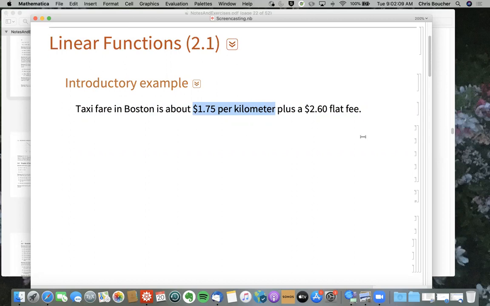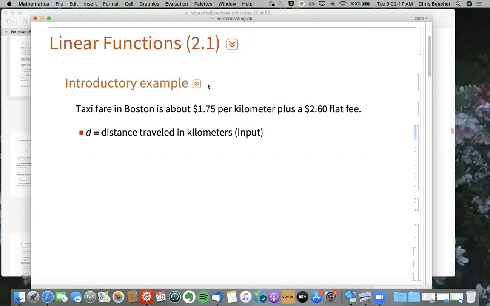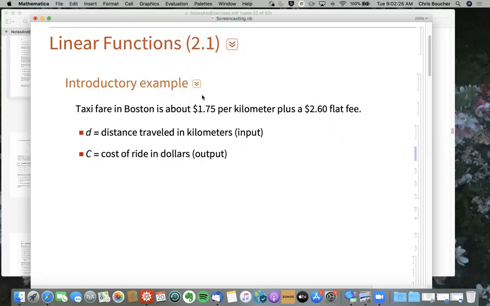So the first thing I'm going to do to try to build a mathematical model of this situation is introduce a couple of variables. I'll let D be the distance that I travel in the taxi, and the other important variable here is cost, the cost of the ride in dollars. Notice that when you're modeling a real world situation like this, it's a good idea to be as clear and precise as possible about the meaning of your variables, and also specify units if that's relevant to the situation.